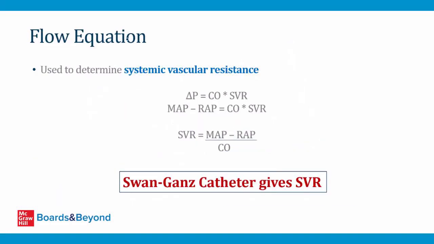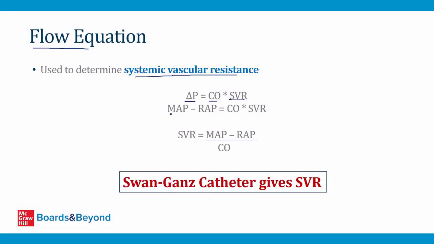Once you know the patient's cardiac output from the Fick equation, you can then use the flow equation to determine a patient's systemic vascular resistance. So the flow equation says that the change in pressure as blood moves through the body is equal to the cardiac output times the systemic vascular resistance.